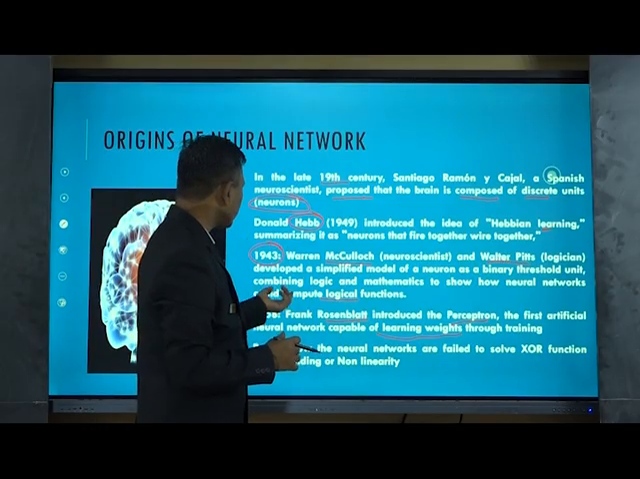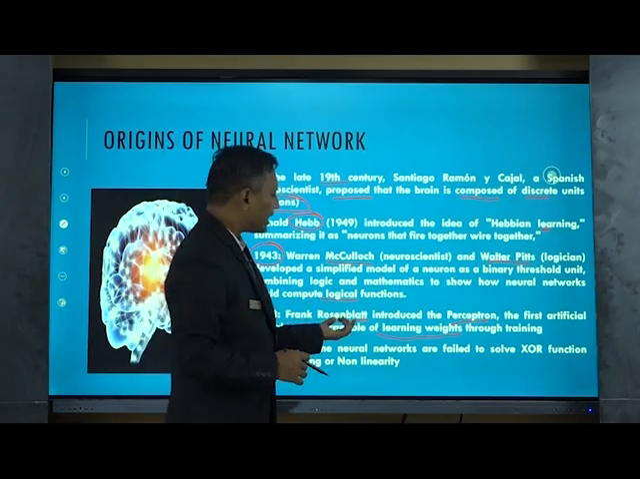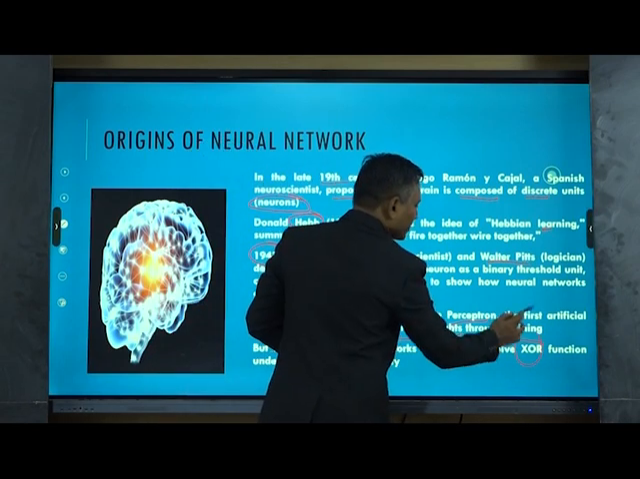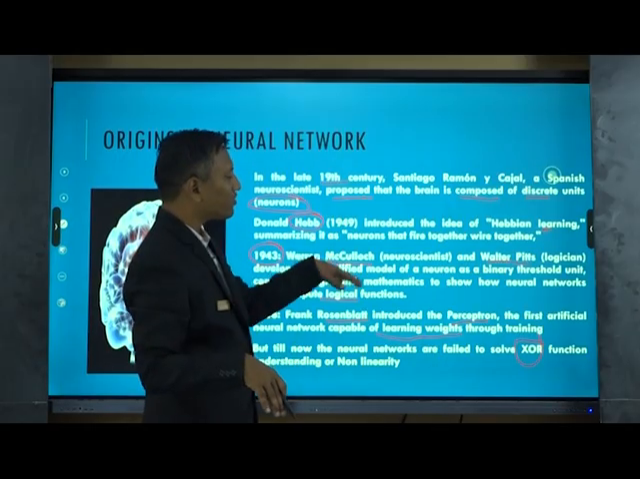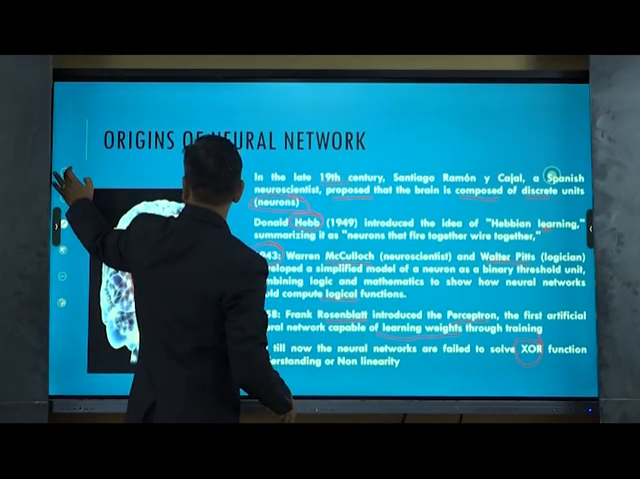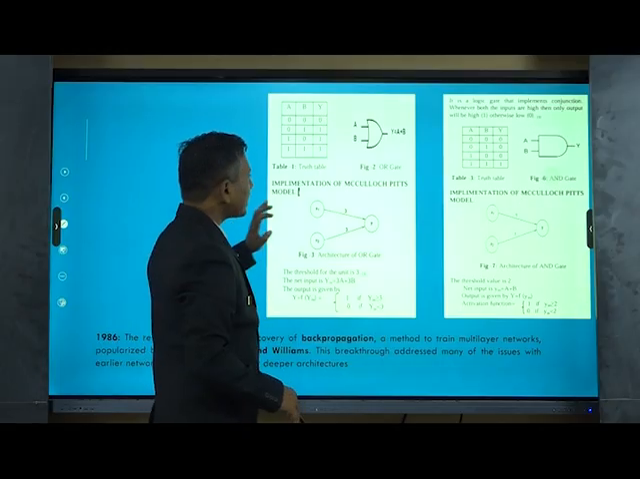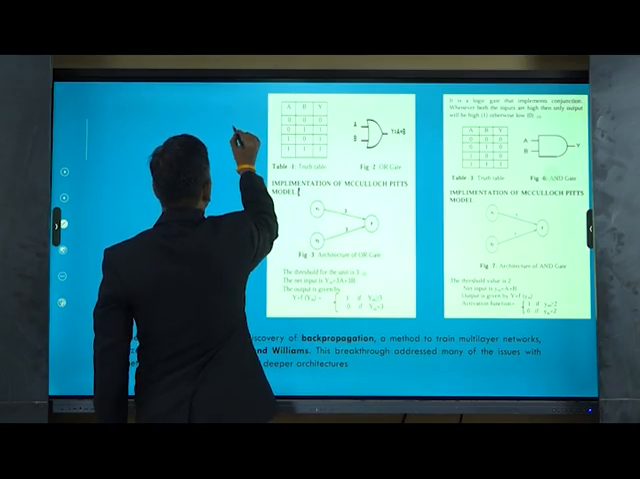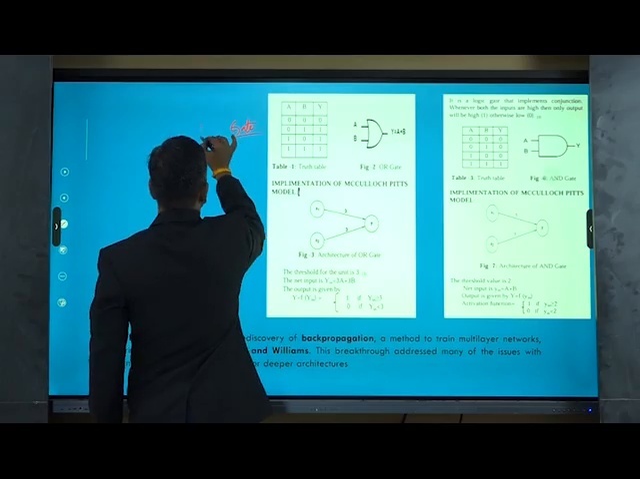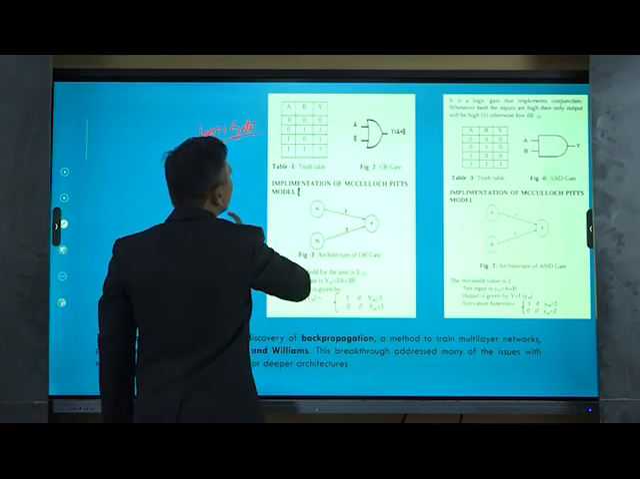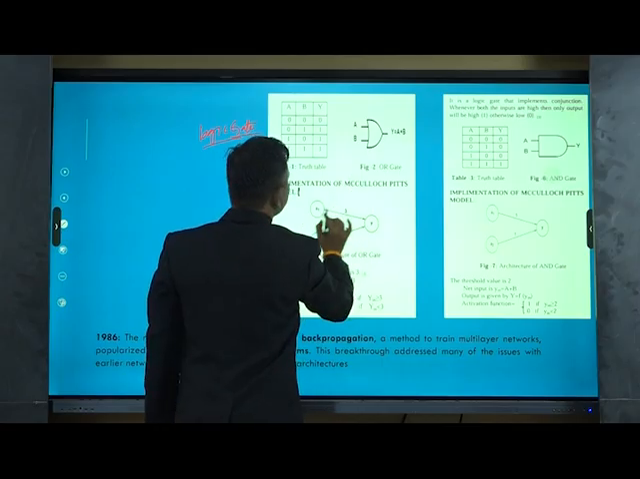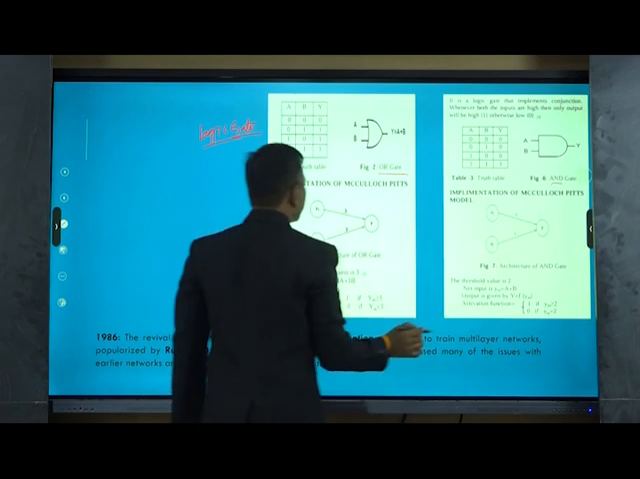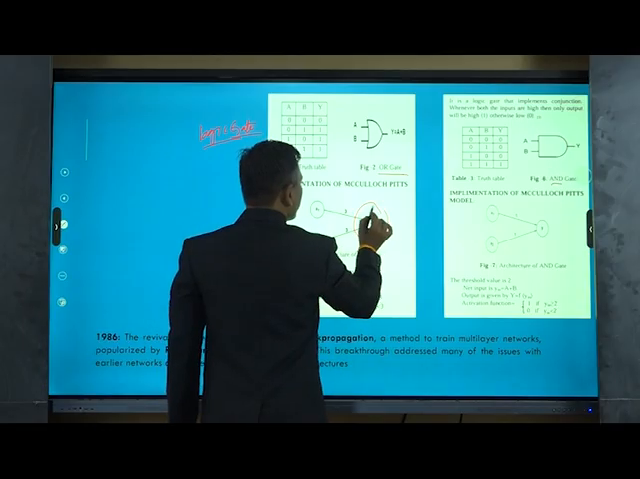He explained this, but he failed to provide a solution for XOR, because XOR is not a linear function. You will see what is linear and what is non-linear. Before going to that, we will see this example. These are my logic gate structures. This is my OR gate, this is my AND gate, and this is the basic perceptron model.